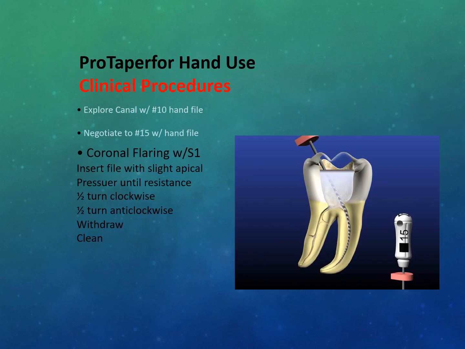After using 15 size, you can use a coronal flaring, that is with your shaping file. Insert the file with slight apical pressure until resistance. You just have to use it in clockwise and anti-clockwise direction. You cannot simply screw any file inside the root canal because it tends to fracture. You should always progress your files inside the canal by turning clockwise and anti-clockwise, and then you push the file a little bit, not giving a lot of pressure. Follow this technique to go inside the canal, withdraw, and then clean. This is a very important step.